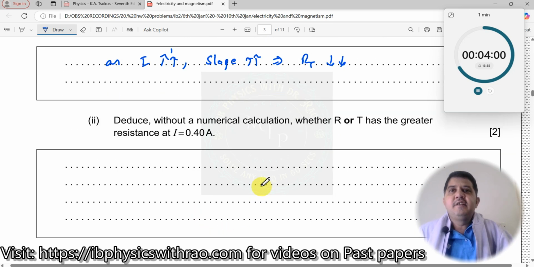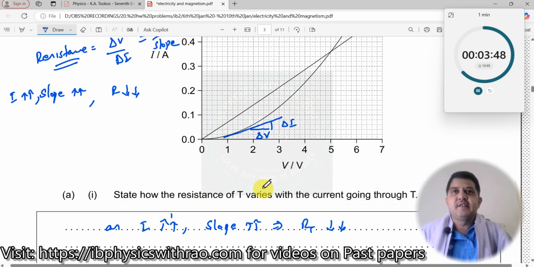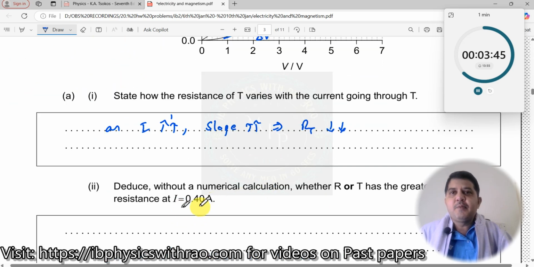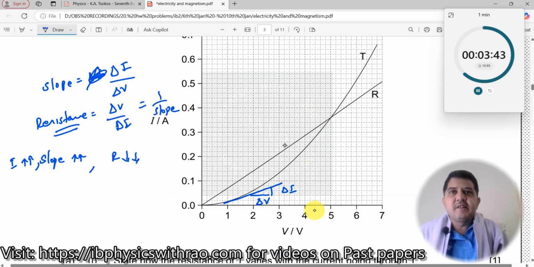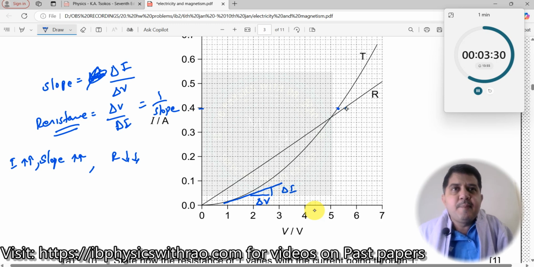Then deduce without a numerical calculation whether R or T has greater resistance at I equal to 0.4 amperes. You need not calculate anything. You just need to look at the graph and understand which one has a larger resistance. Let us take 0.4 amperes. If I draw a line here, it will intersect this line at this point and also at this point. If I drop a perpendicular to the voltage axis, it will intersect here.